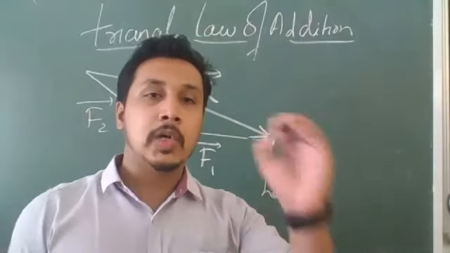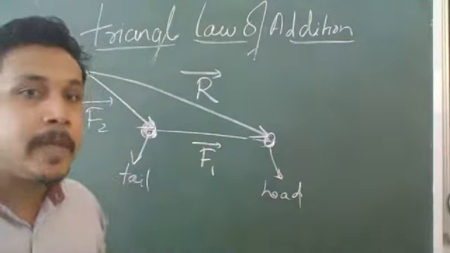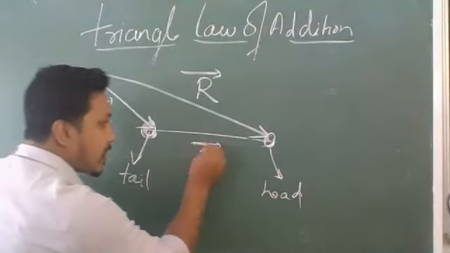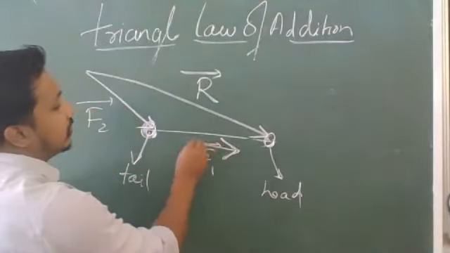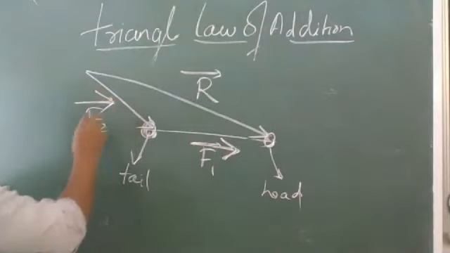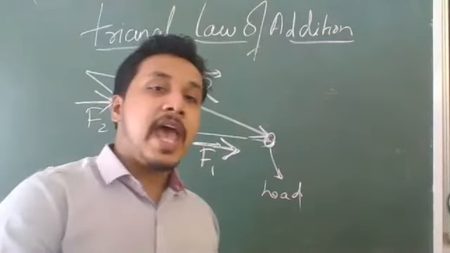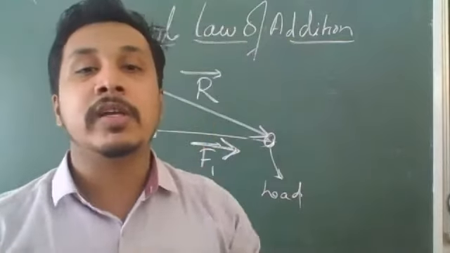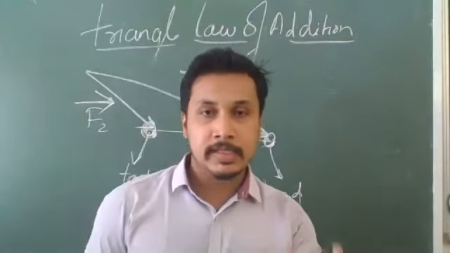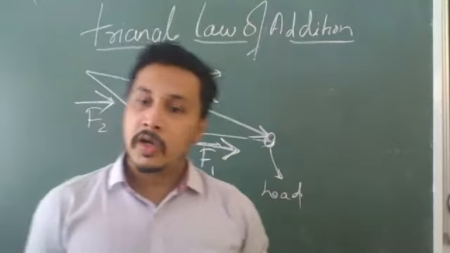And one thing always keep in mind: whenever you are writing a vector, there must be an arrow over it, because the arrow represents that the symbol is for a vector quantity. Remember this thing? Okay, that's all for today.